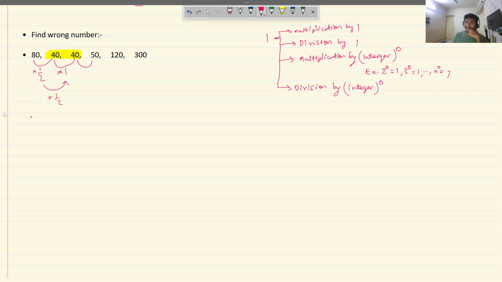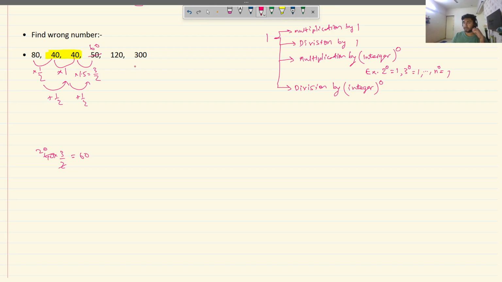Here it should also increase by half again to reach 1.5. Half, 1, 1.5, that is 3 by 2, should be my multiplication factor with 40. So 40 into 3 by 2 gives me 20, 20 into 3 is 60. So this is my wrong number, this should be 60.